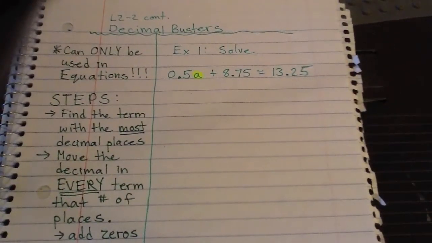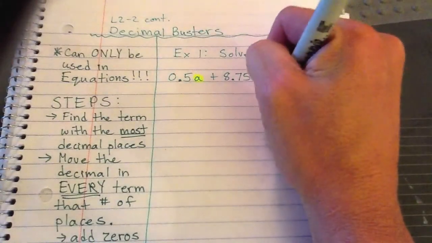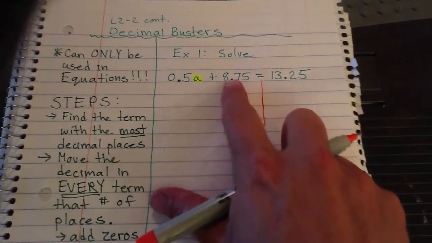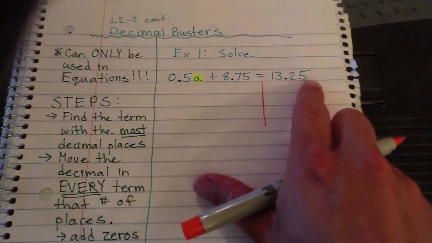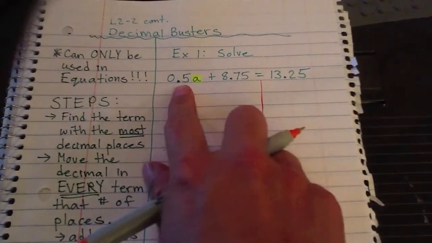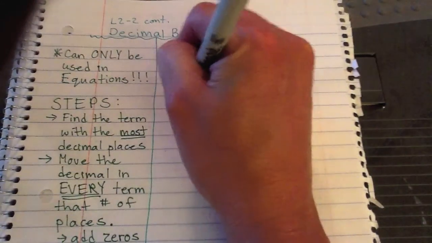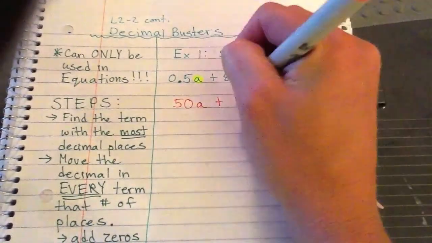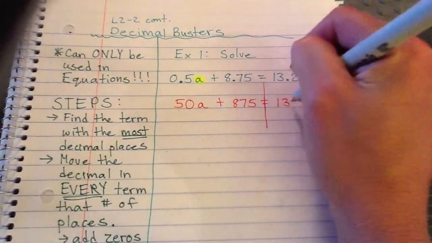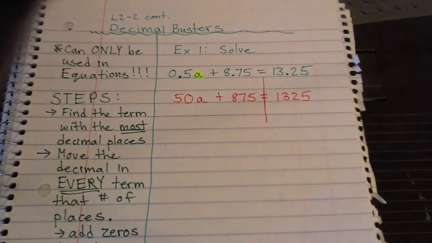Okay, so right here I'm still going to think about the fact that I've got this imaginary line there. And now I figured out that the largest place value I had back here was in the hundredths, so I'm going to move everything over 2. This one goes over 2, it becomes 50, so I have 50A plus 875 equals 1,325. So I moved everything over 2, I multiplied everything by 100.